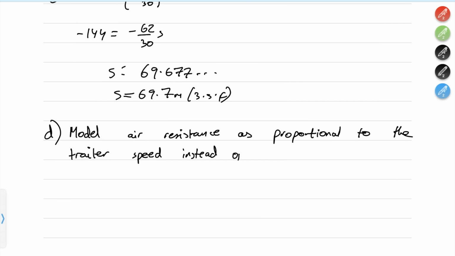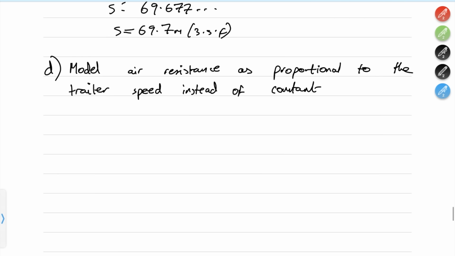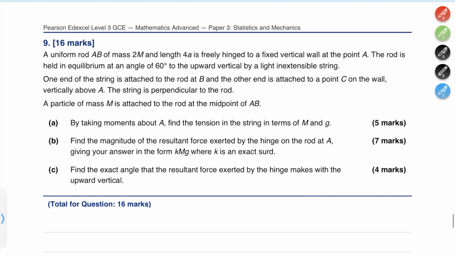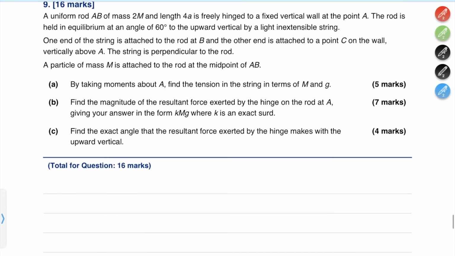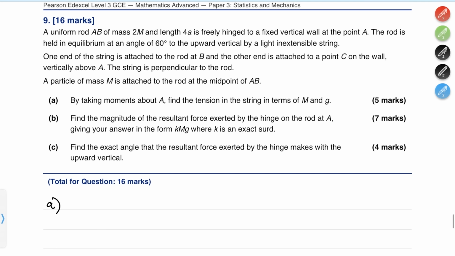Okay, so that is now the penultimate question done, and we can now move on to the last question, which is question 9. For our last question here, we have a nice hinge question. We've been given a uniform rod of mass 2m and length 4a, and it's freely hinged to a vertical wall at the point A.